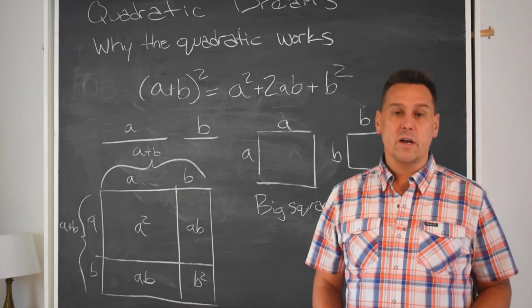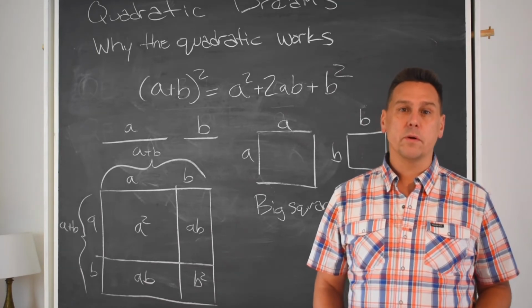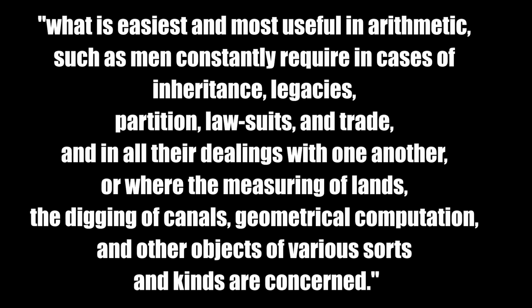In the introduction, Al-Khwarizmi explains that the point of the book is to make more accessible, quote, what is easiest and most useful in arithmetic, such as men constantly require in cases of inheritance, legacies, partition, lawsuits, and trade, and in all their dealings with one another, or where the measuring of lands, the digging of canals, geometrical computation, and other objects of various sorts and kinds are concerned.